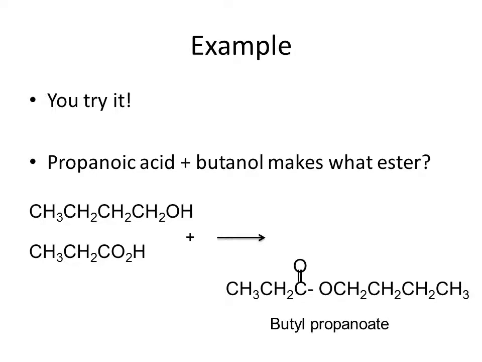This is called butyl propionate. Why butyl propionate? Because there are 3 carbons on the acid side. We take the propanoic acid and take off the "oic acid" and put on "oate". And then we take the butanol name for the alcohol portion. We take the "anol" off and put "yl" on it, giving us butyl propionate.